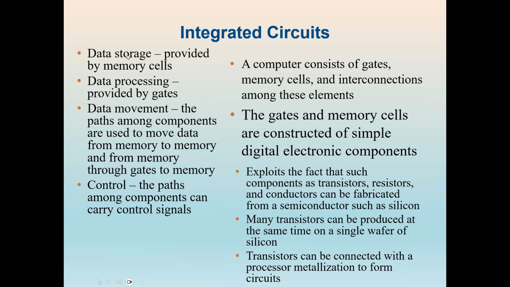We have the data storage provided by memory cells. We have the data processing provided by gates. And also we have data movement, which will be the path among the components that are used to move data from memory to memory, and also from memory through gates to memory. Then we have the control, which are the paths among the components that can carry control signals.